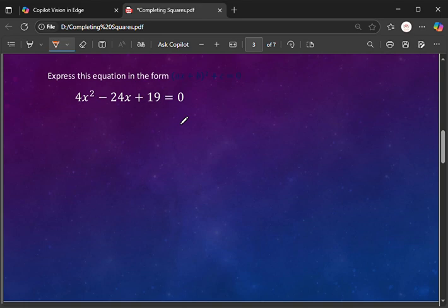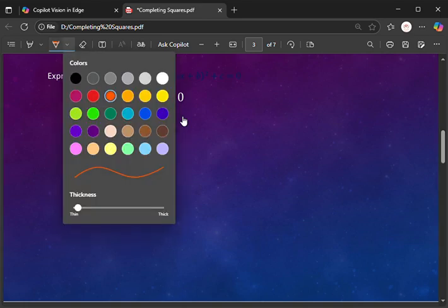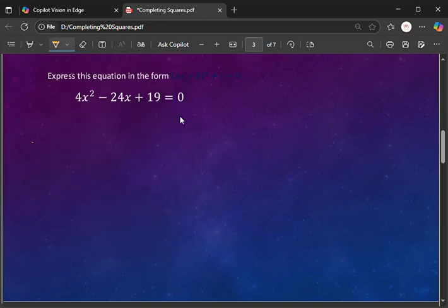Okay, I believe you have tried out some two steps, and let's see whether they were correct. So here we have these first two, 4 and 24. You realize that they have a common factor, just like the previous example. So let's factorize first: 4 into x squared minus 6x, and then plus 19 equals 0.